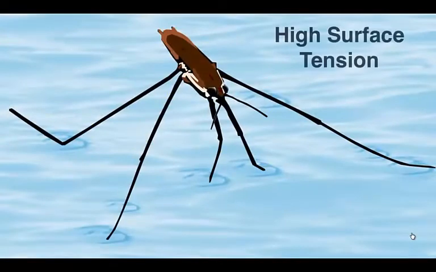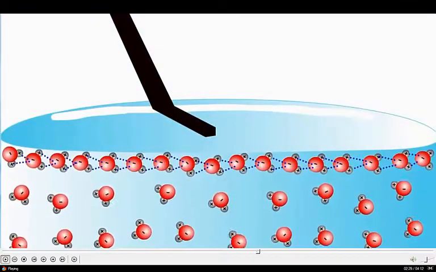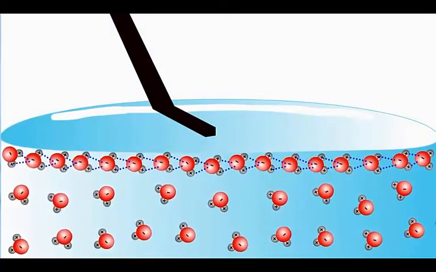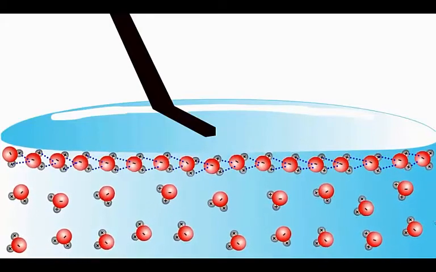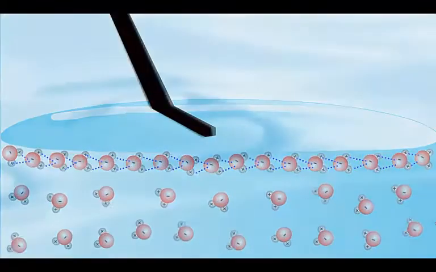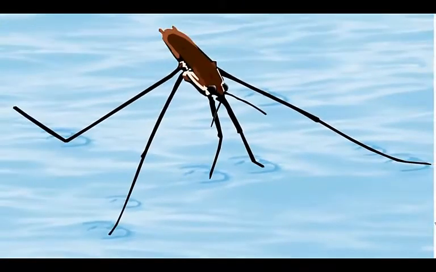Water also has a high level of surface tension. Because water molecules at the surface are more strongly attracted to each other than to the air above, water molecules cling tightly to each other. The surface tension of water explains why it beads up on waxy surfaces and why water-striding insects are able to walk on the surface of water.